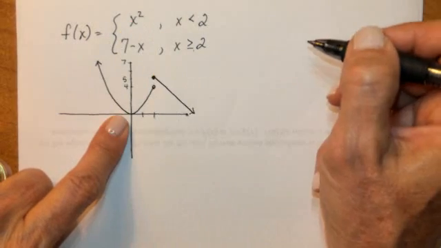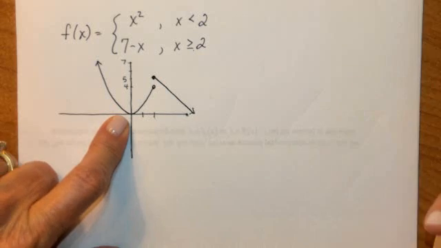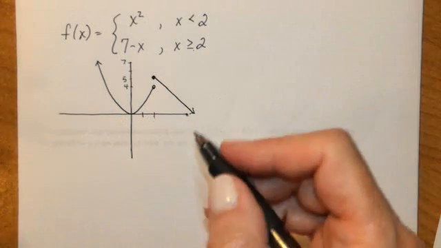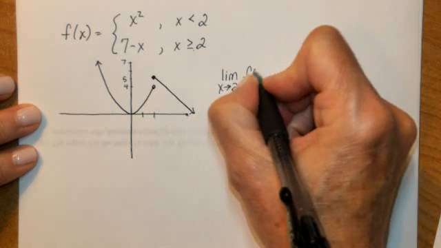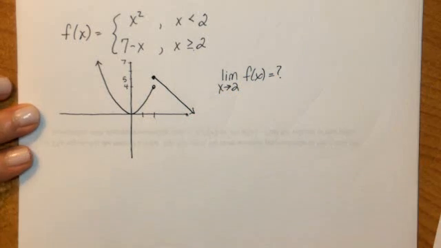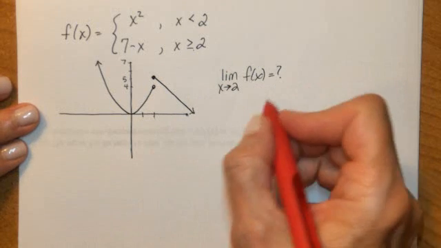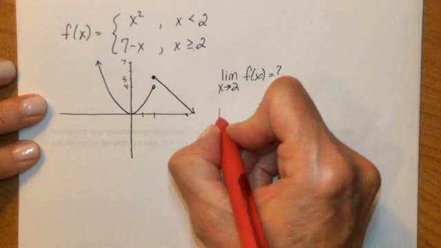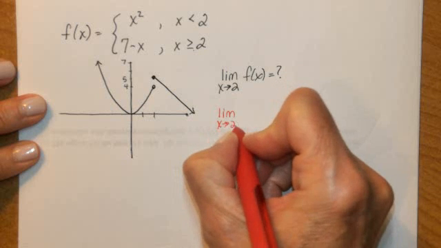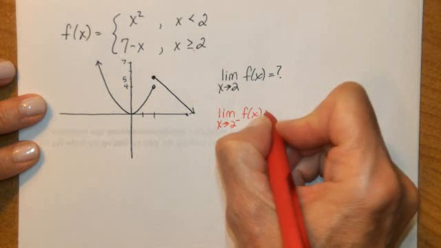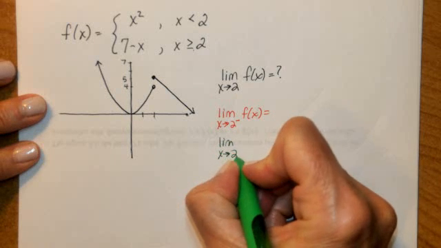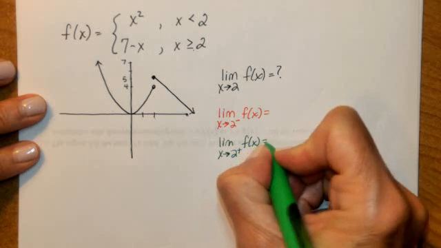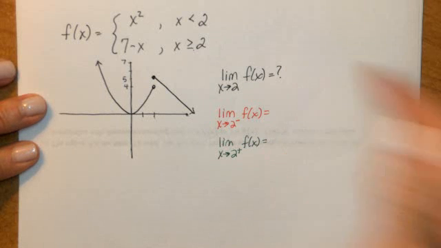So this function looks like that. Now my question is, what is the limit as x approaches 2 of the function now? Okay. Well, using the same approach that we used on the last problem, let's first examine the limit as x approaches 2 from the left, and then we'll examine the limit as x approaches 2 from the right, and if they are the same, then that's our limit.